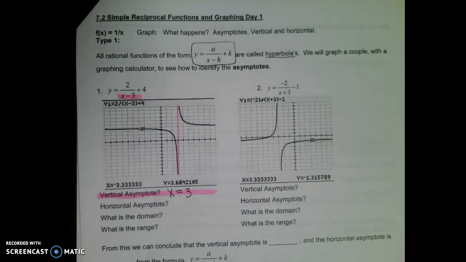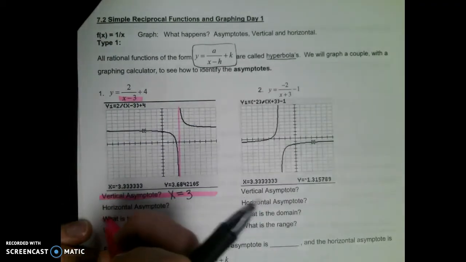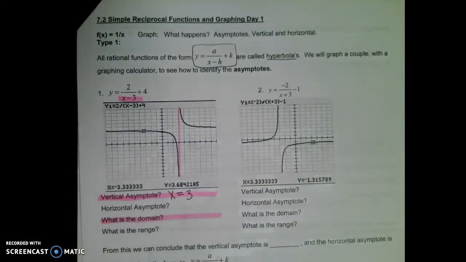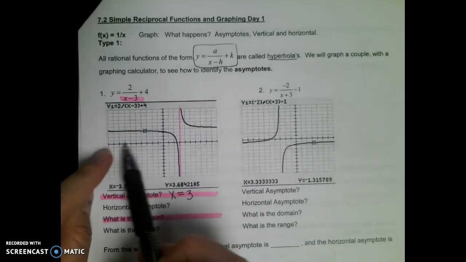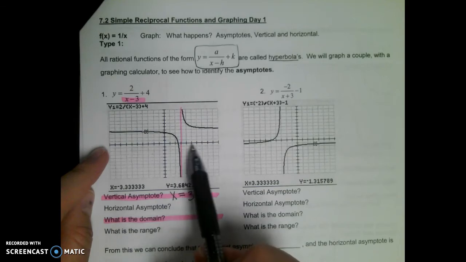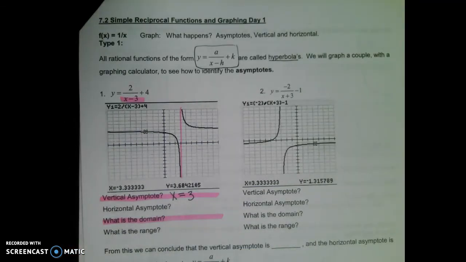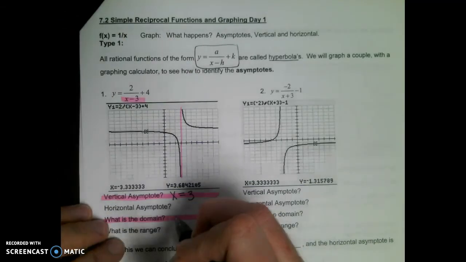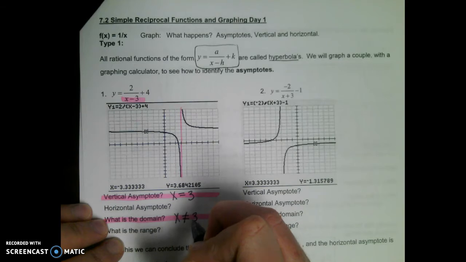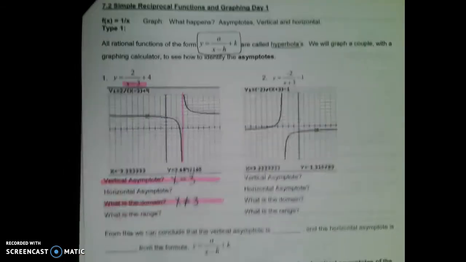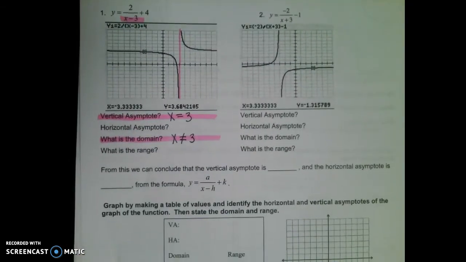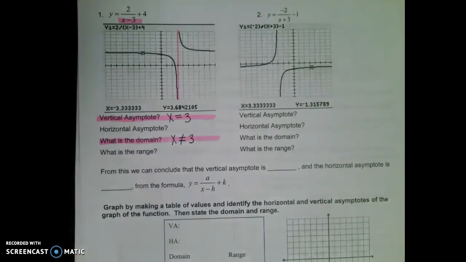And that is also tied to the domain. The domain is always the x values. Notice there are points to the left of the asymptote and points to the right of the asymptote. The only place on this graph where there are no x values is that asymptote. So the domain is x cannot equal 3. When you write x cannot equal 3, it's assumed that all of the other real numbers do work. The only real number that doesn't work is 3.